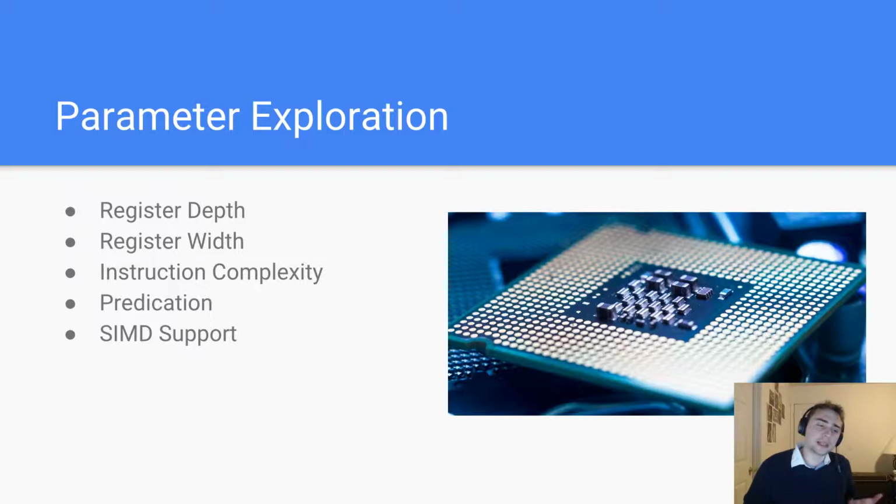Predication deals with how they can be used to remove branches from your code. Predication is where we can set these things called predicates, and we make decisions based upon predicates. So you can think of them kind of like an if statement or conditional logic. And then there's also SIMD support. Do we want to support vector instructions? Is that something we want to do? In some cases we will, in other cases not so much.